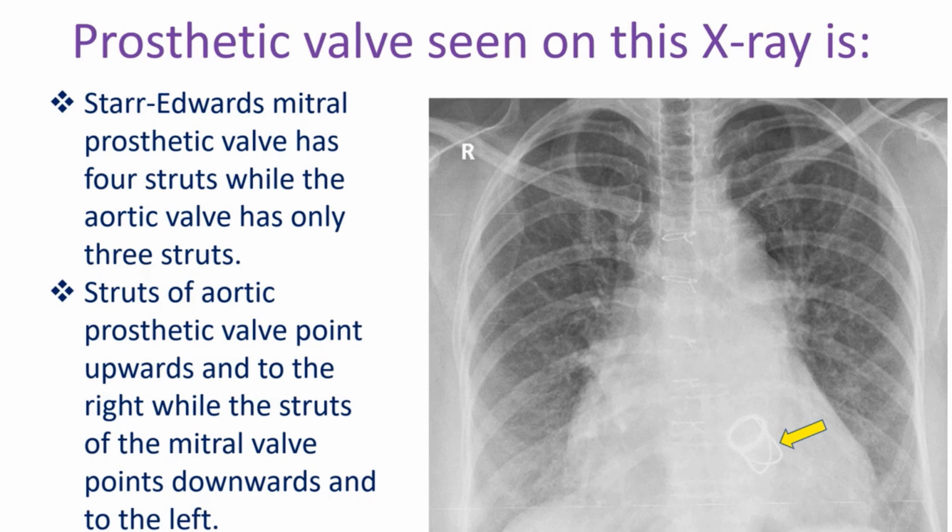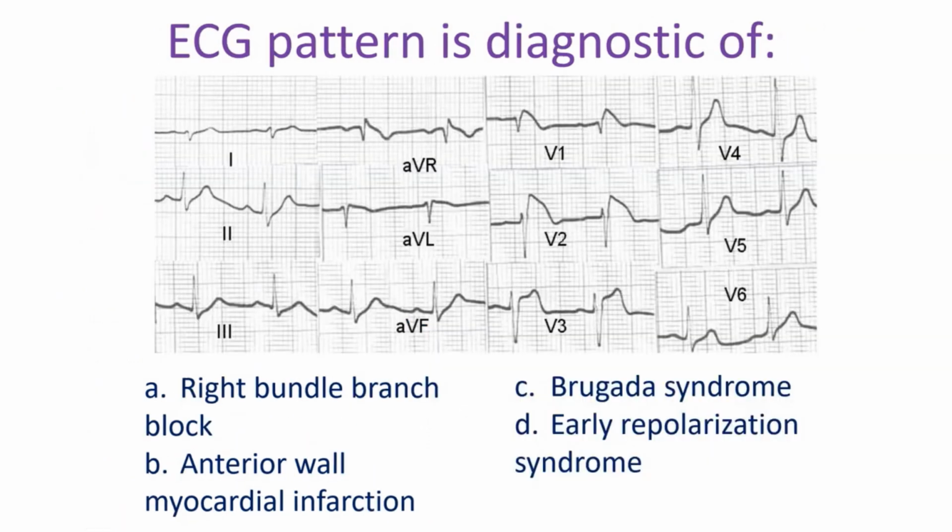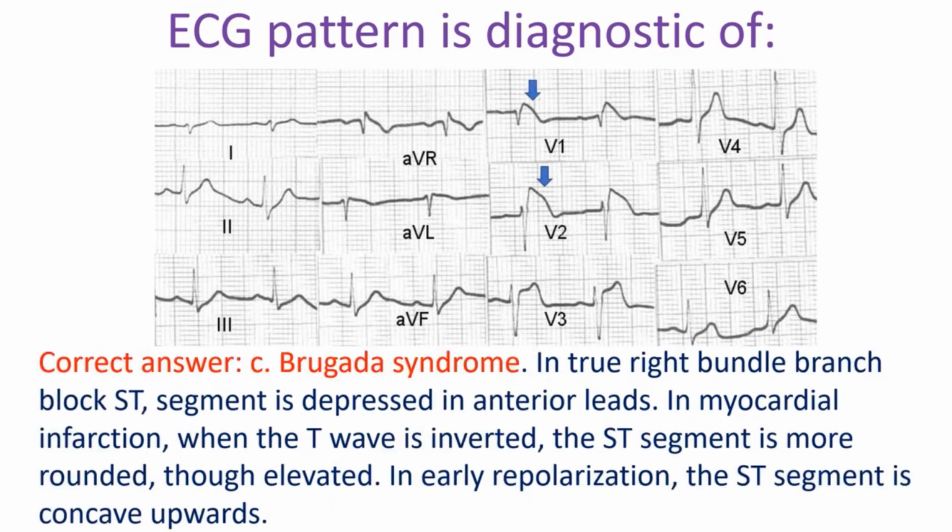ECG pattern is diagnostic of: A. Right bundle branch block, B. Anteroseptal myocardial infarction, C. Brugada syndrome, D. Early repolarization syndrome. Correct answer C.